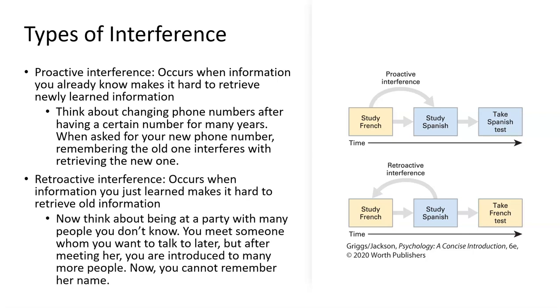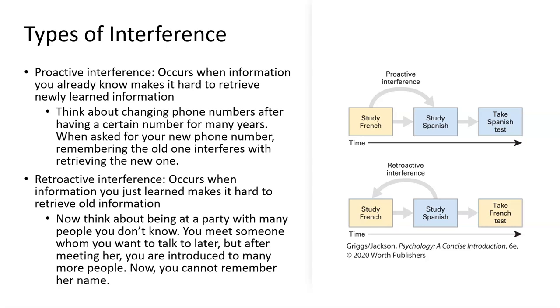There's also something called retroactive interference, and this happens when information you just newly learned interferes with your ability to retrieve the old information. So here, your authors give you the example of being at a party with lots of people you don't know. You're meeting someone you want to talk to later, but after meeting that person, you're introduced to many more people. That happens to lots of people when you're expected to meet a whole bunch of people, and with all of those new names, every time you are introduced to someone new, it interferes with your ability to remember the first people you met. So that is retroactive interference.